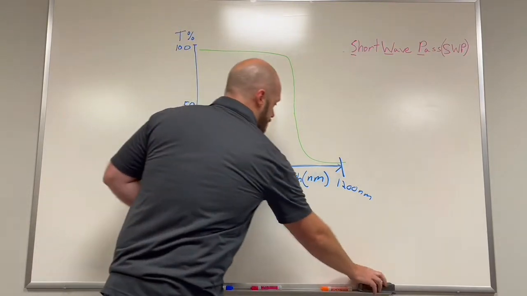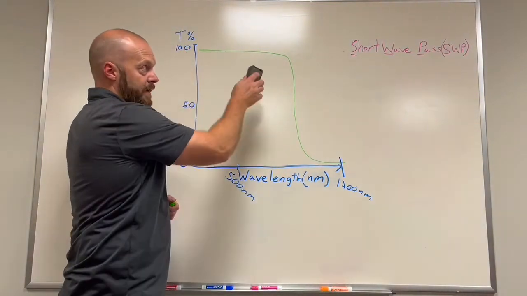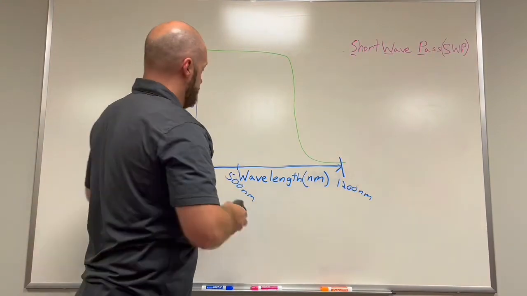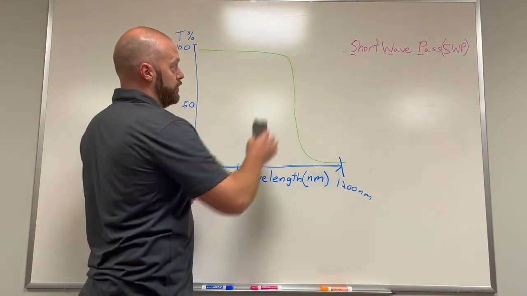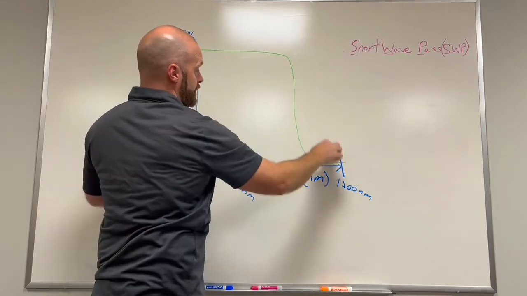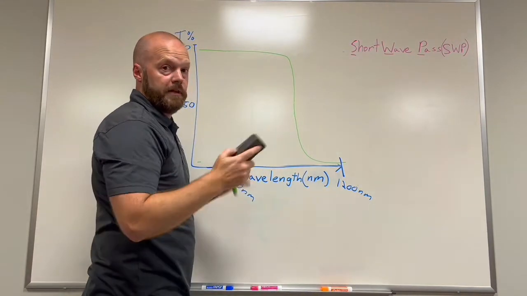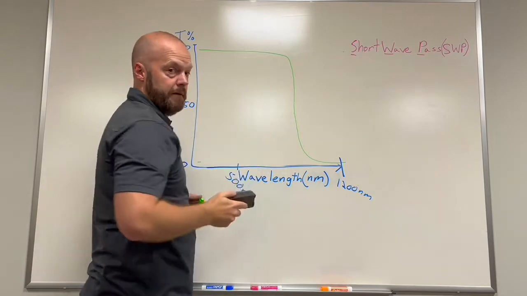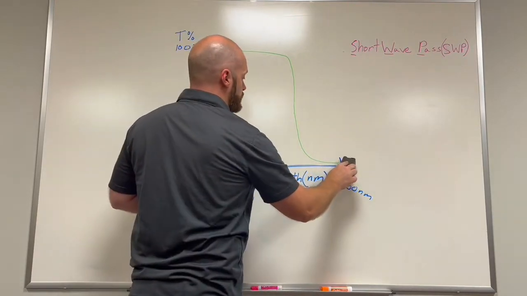So don't request a short wave pass when a long wave pass could work just the same, especially if you're choosing between reflecting and transmitting light. If you could flip your optic and do it in a different way, you can save yourself some cost.